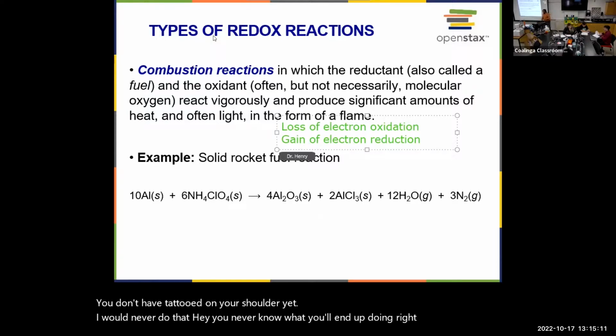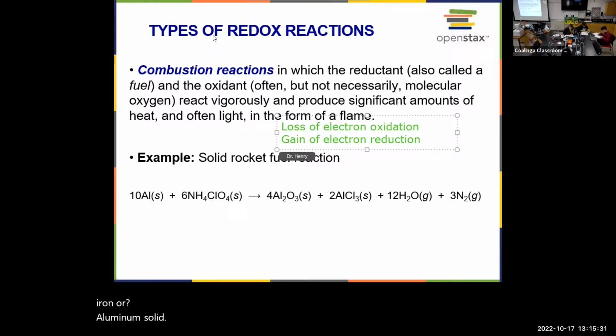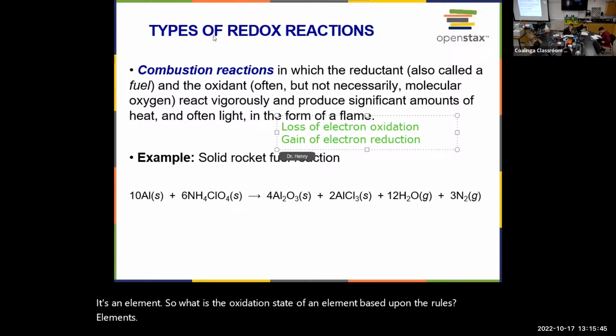Anything but that. Okay, so the first one, we have aluminum solid. Aluminum solid, is that going to be compound, element, or ion? Element. So what is the oxidation state of an element based upon the rules? They're neutral, so they have a 0 oxidation state. Okay, so we know that that oxidation state is going to be 0.